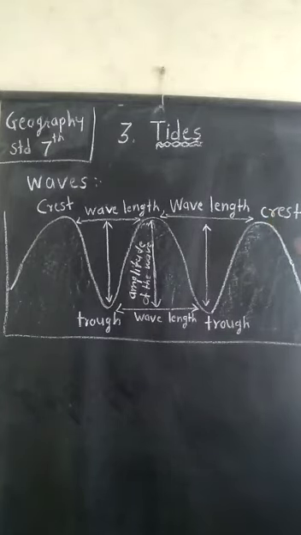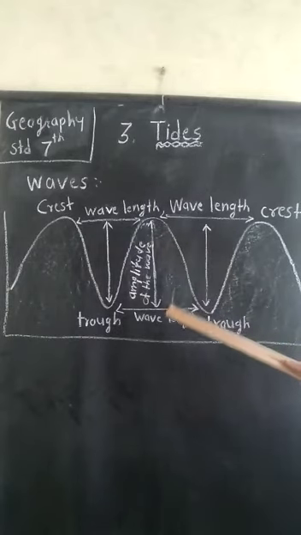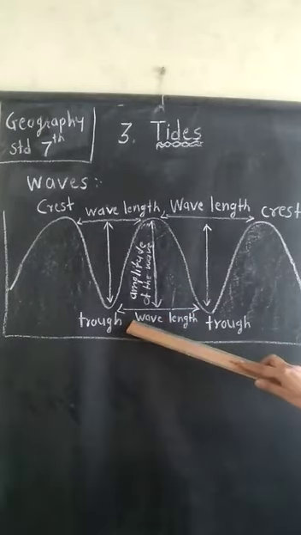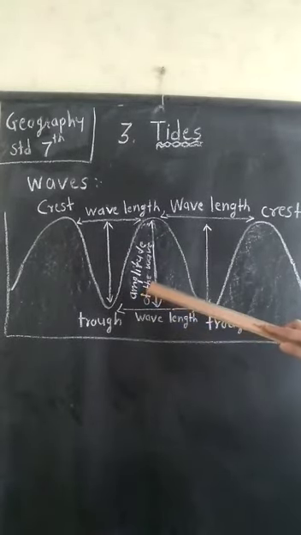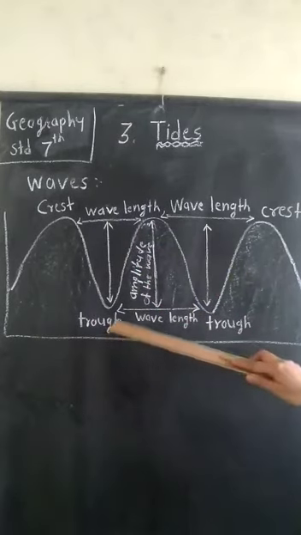The vertical distance between crest and trough is called the amplitude of the wave. This is the amplitude of the wave. This is the vertical distance between crest and trough.